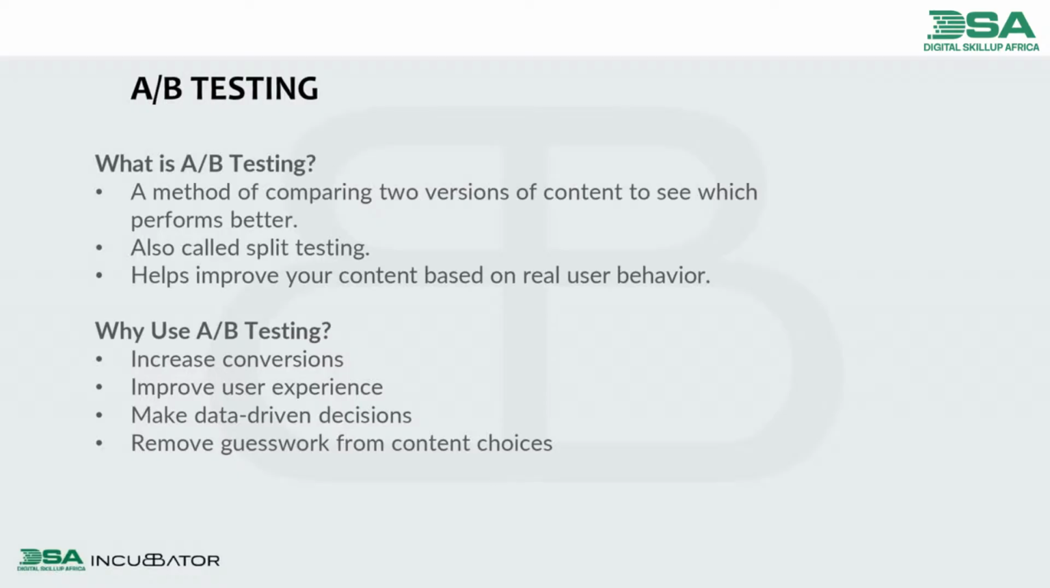Also, A and B testing is a method for comparing two versions of content to see which performs better, like I said. It's also called split testing. We have these two different ideas, these two different copies, which of them would work better. So that's what A and B testing is for. It helps improve your content based on new users' behavior.